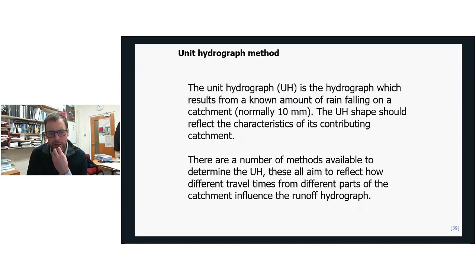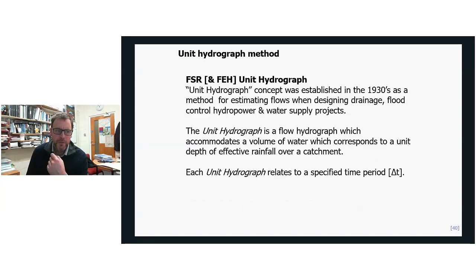So the unit hydrograph is a hydrograph which results from a known amount of rainfall falling on the catchment. So normally we consider this to be 10 millimeters of rainfall. The unit hydrograph shape should reflect the characteristics of the contributing catchment. There are a number of methods available to determine the unit hydrograph. These all aim to reflect how different travel times from different parts of the catchment influence the hydrograph. So the unit hydrograph concept was established in the 1930s, before I was born, as a method for estimating flows when designing drainage, flood control, hydropower and water supply projects.